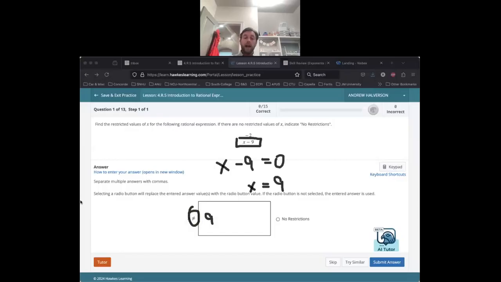We're throwing it out, saying that's the one value that makes my denominator 0. I don't like that. Get rid of it. So the way that you do that is you take your denominator, set it equal to 0, and solve to find that value for x. And then you throw it out.